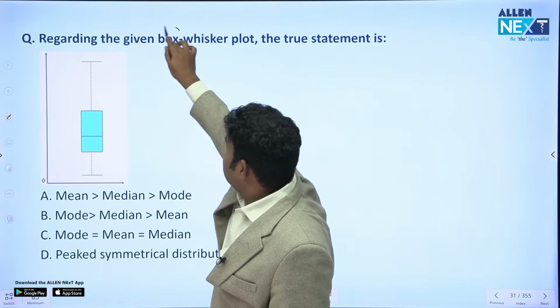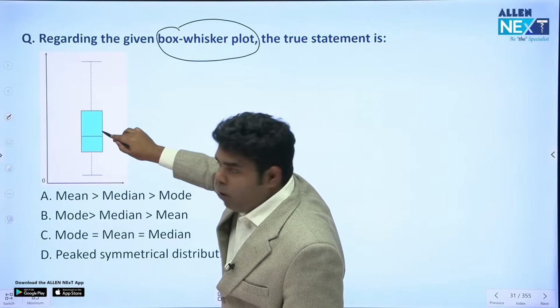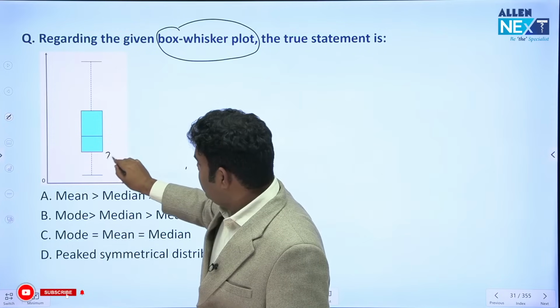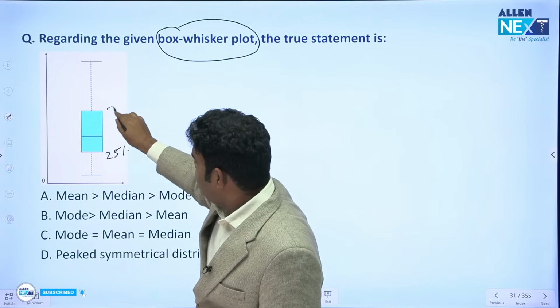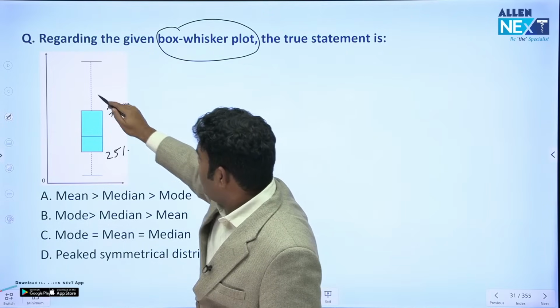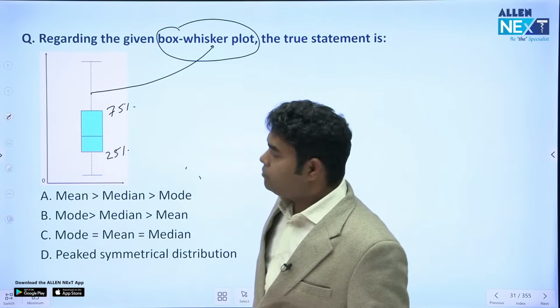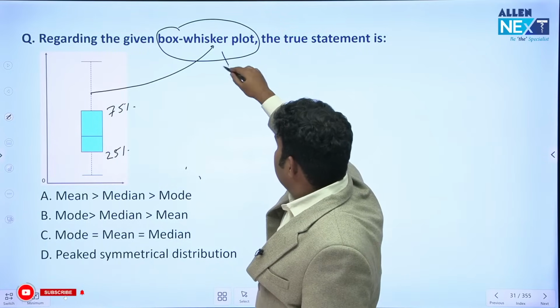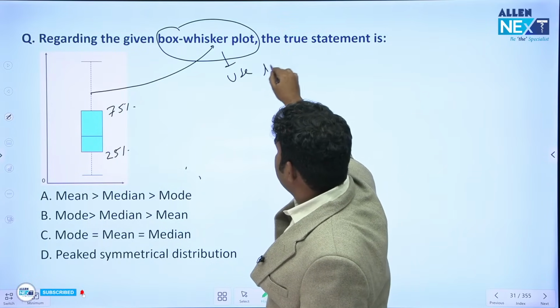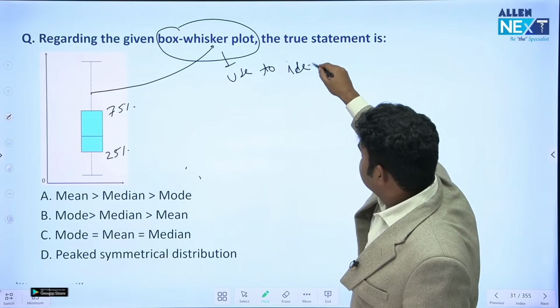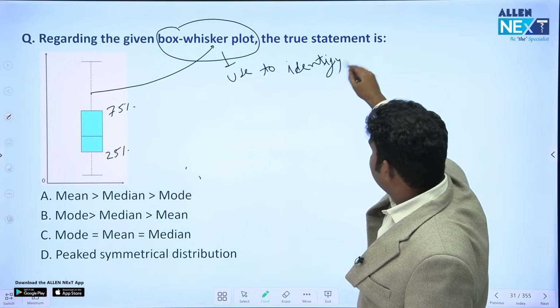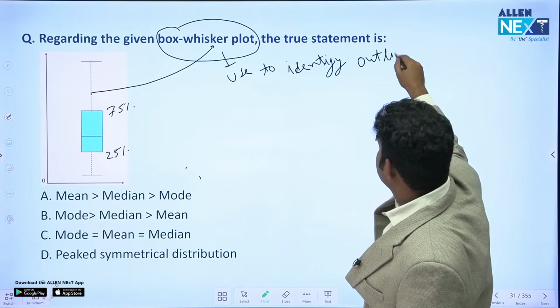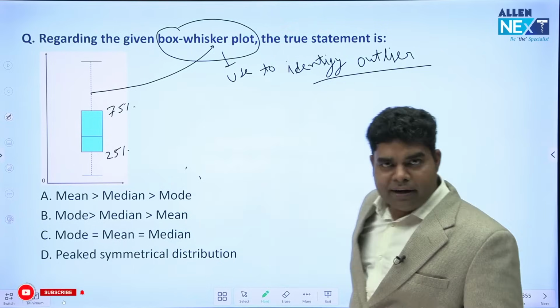And what is this box and whisker plot? This is the box. It starts from 25% to 75%. And this is the whisker or tail. Box and whisker plot is used to identify outliers. Let's understand what outlier means.